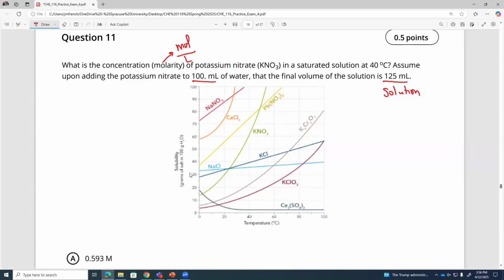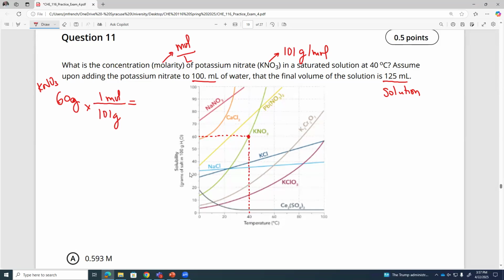So, 40 degrees Celsius and potassium nitrate. We are at 40 degrees, we hit the potassium nitrate line, we go across. We should be able to hold about 60 grams of potassium nitrate in this saturated solution. So we need to turn that into moles. Potassium nitrate has a molar mass of 101. So we've got 60 grams of potassium nitrate, 101 grams per mole.